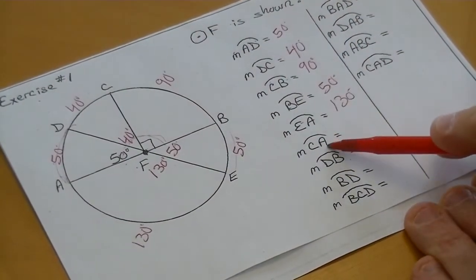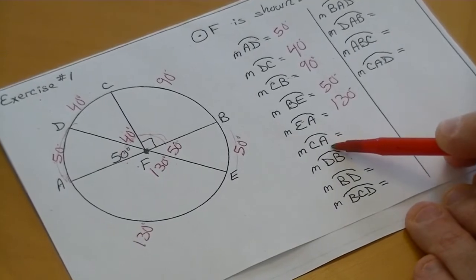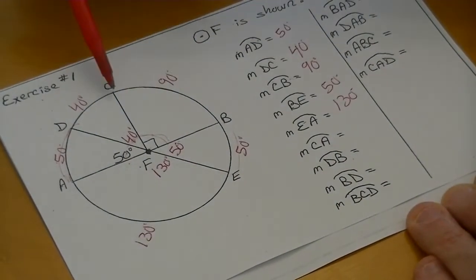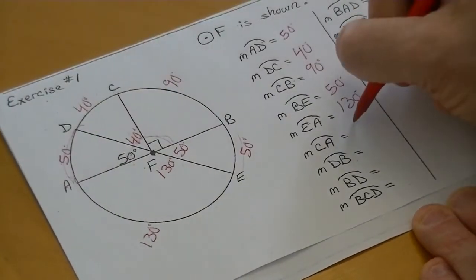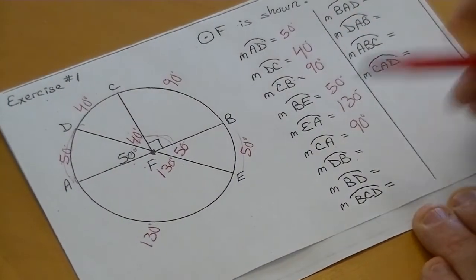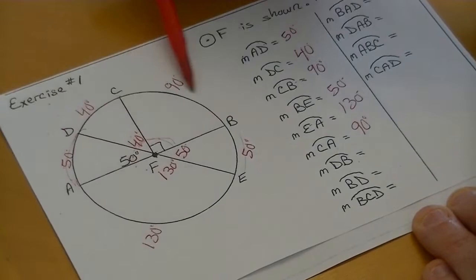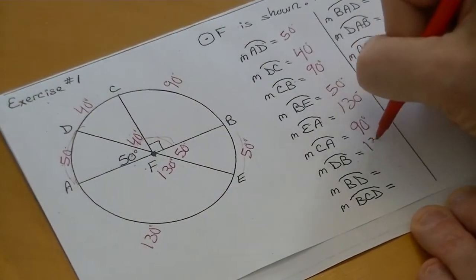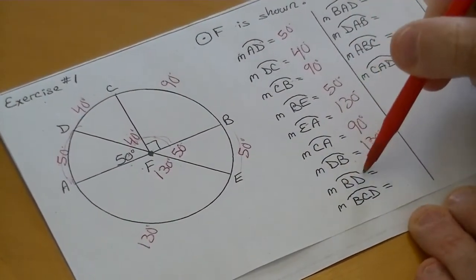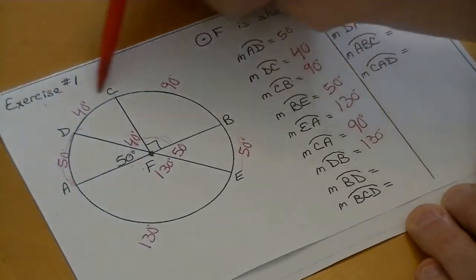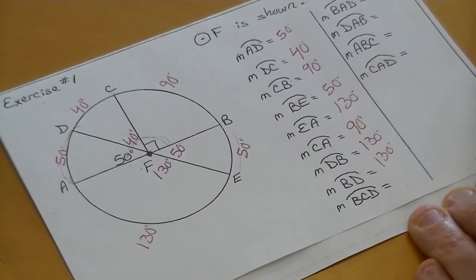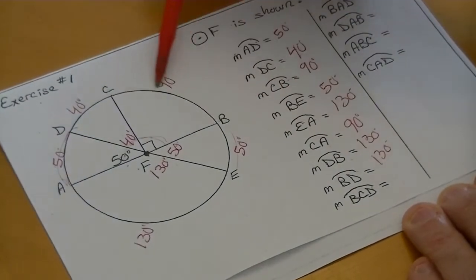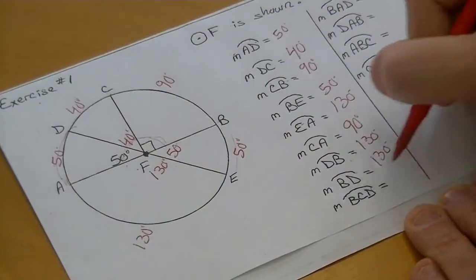All right, now let's see, arc CA. Two letters, so I know I'm looking to go the shorter way around the circle from C to A. That's going to be this one, 90 degrees, 40 plus 50. DB, 40 plus 90, 130. For BD, that's the same arc from B to D, 130. And arc BCD is also that very same arc. BCD is that same part of the circle.